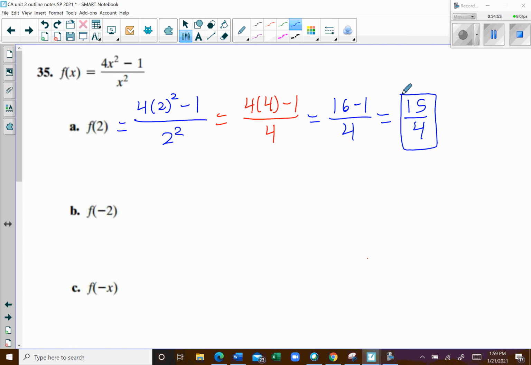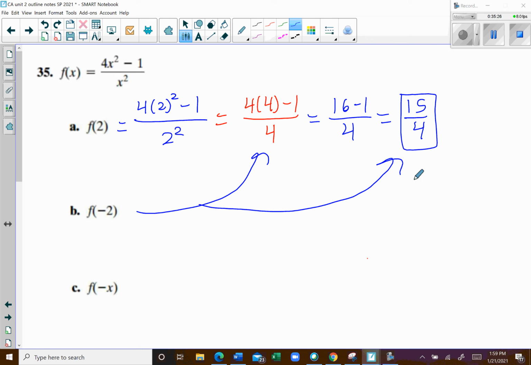Okay, part B is kind of boring because you're going to get the same exact answer. Whenever you plug in -2, you're going to get the same thing you see right here, because when you square -2, they just turn into positive 4s. -2 to the power of 2, both of those would turn into 4s, and so you end up with the same exact answer.